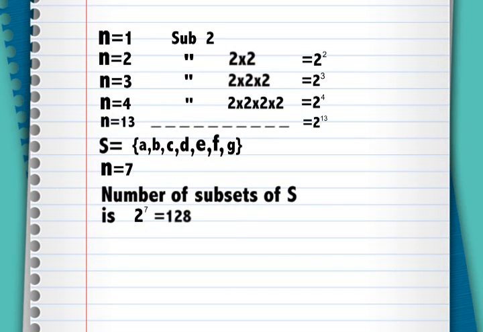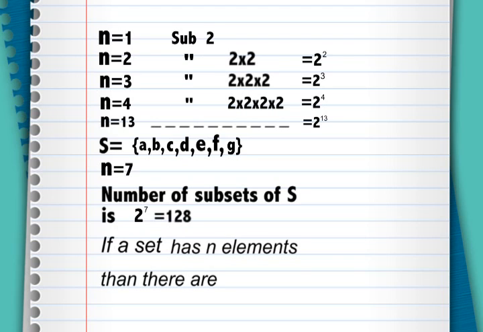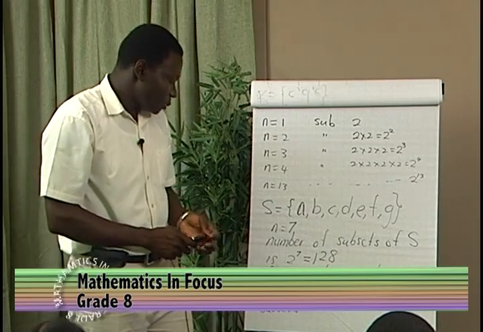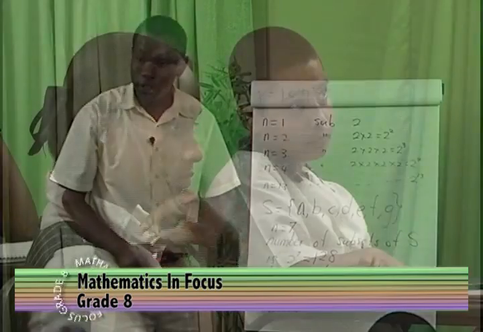128. So in general, if a set has n elements, then there are 2 to the n number of subsets. If a set has n elements, then there are 2 to the n number of subsets. Is that clear? Yes, sir.